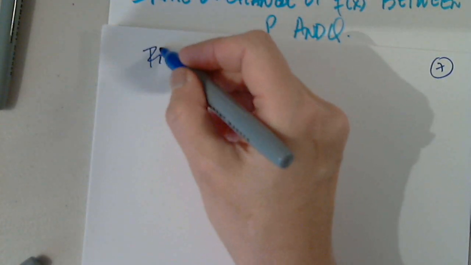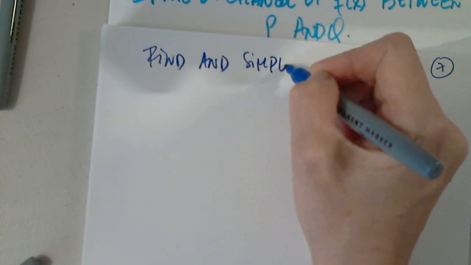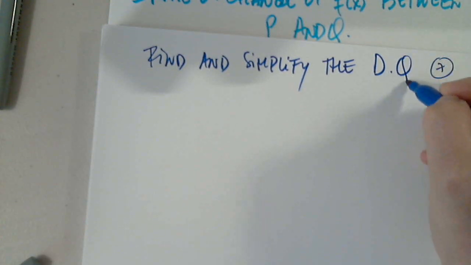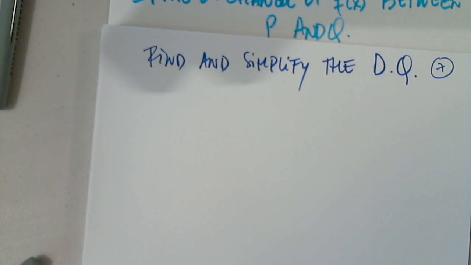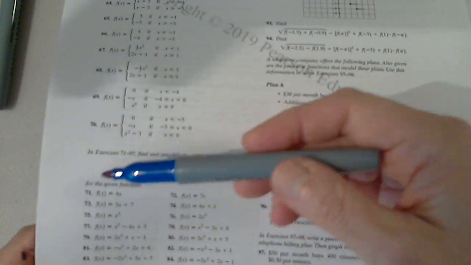But now we have to calculate it. So we want to find and simplify the difference quotient for, and you can choose. As you see, the difference quotient is given to us between 71 and 92. Any function, let's choose a function and determine its difference quotient.